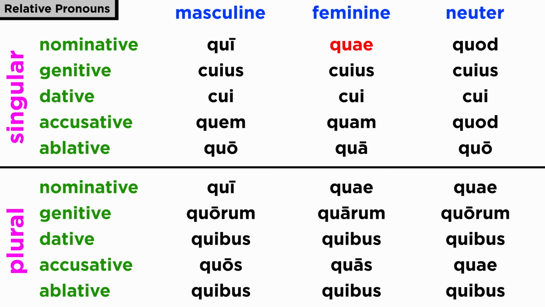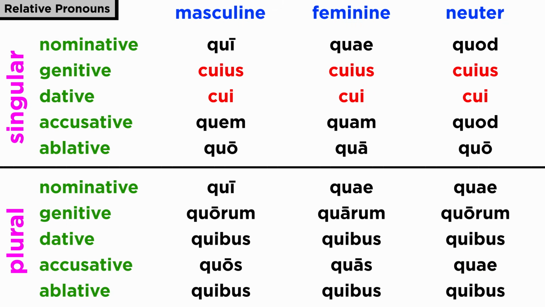Qui, quae, quod. Cuius, cuius, cuius. Cui, cui, cui. Quem, quam, quod. Quo, qua, quo. Qui, quae, quae. Quorum, quarum, quorum. Quibus, quibus, quibus. Quos, quas, quae. Quibus, quibus, quibus.